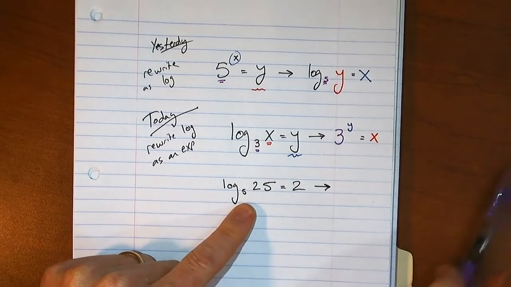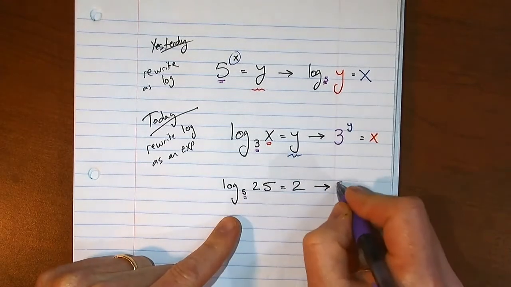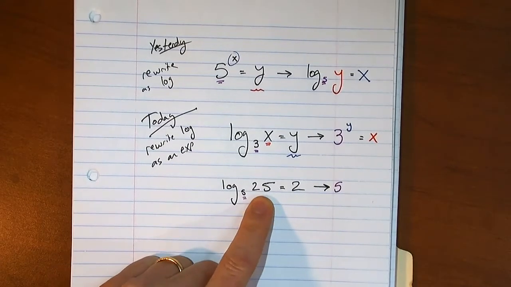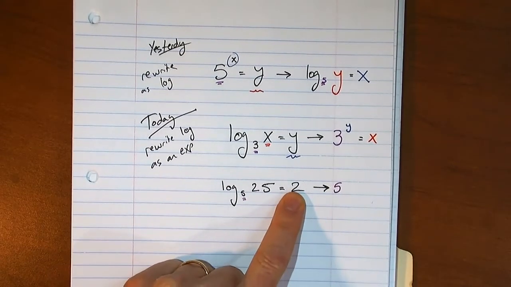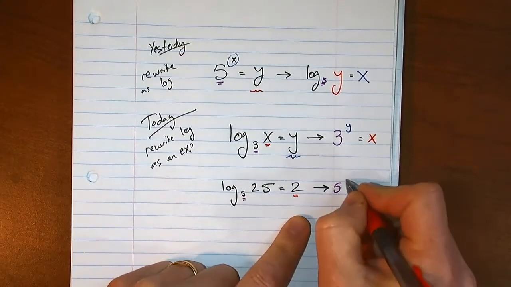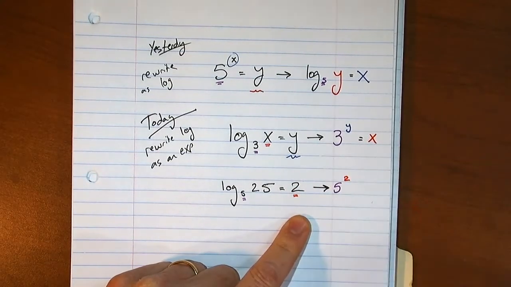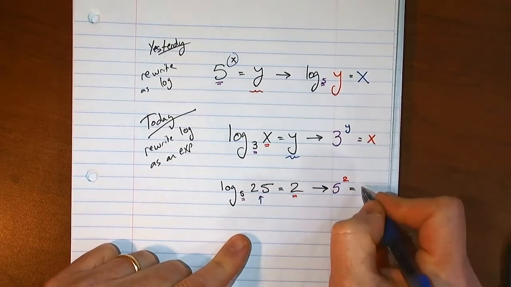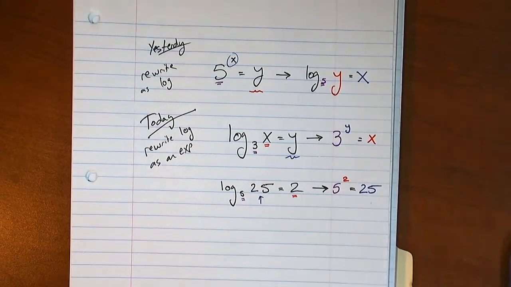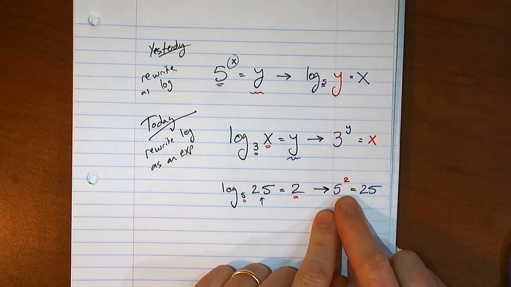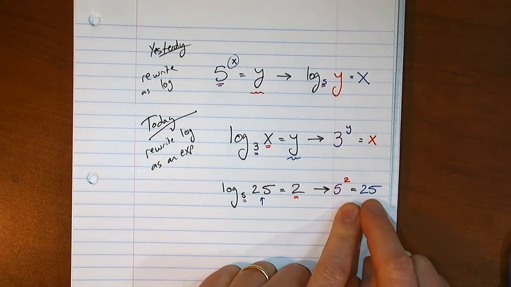So I'm going to keep the same base, log base 5. The thing that was my answer becomes my input. So my answer becomes my input. And the thing that was my input, that becomes my answer, right? And with numbers, it's almost a little easier this way because this is something we know. We know what 5 squared equals. We know that 5 times 5 equals 25.